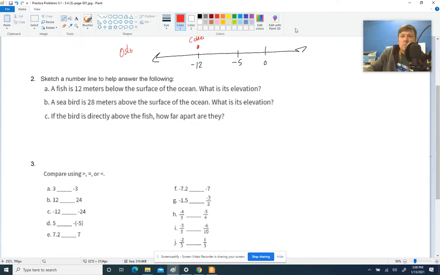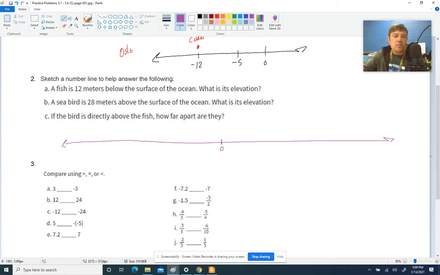I wanted you to sketch a number line for this next one to show the relationship between all of these different species on a number line for elevation. So elevation, think of 0 as your sea level. All right. So we're going to sketch a number line to help answer this. We have a fish that's 12 meters below the surface, which would put the number kind of back in this range for the fish. This is where our fish is going to be located. And then a bird is flying above sea level. I probably would have done better with a vertical number line here, but this is fine.